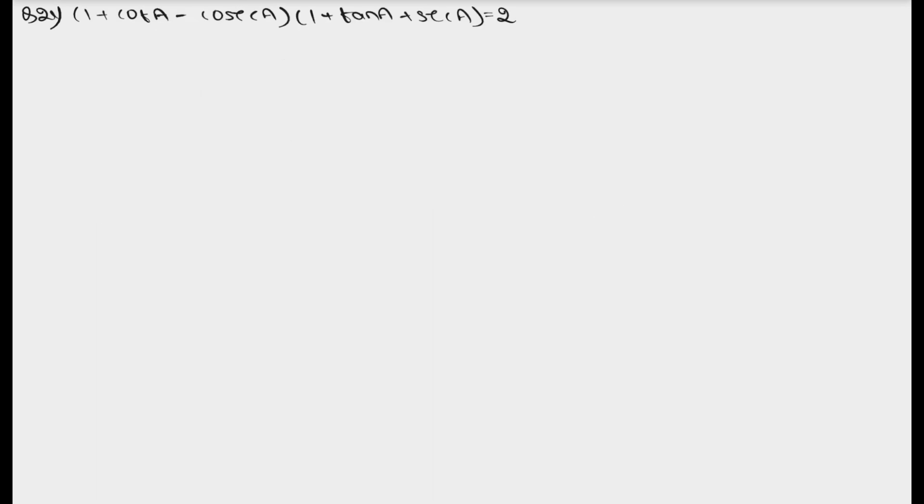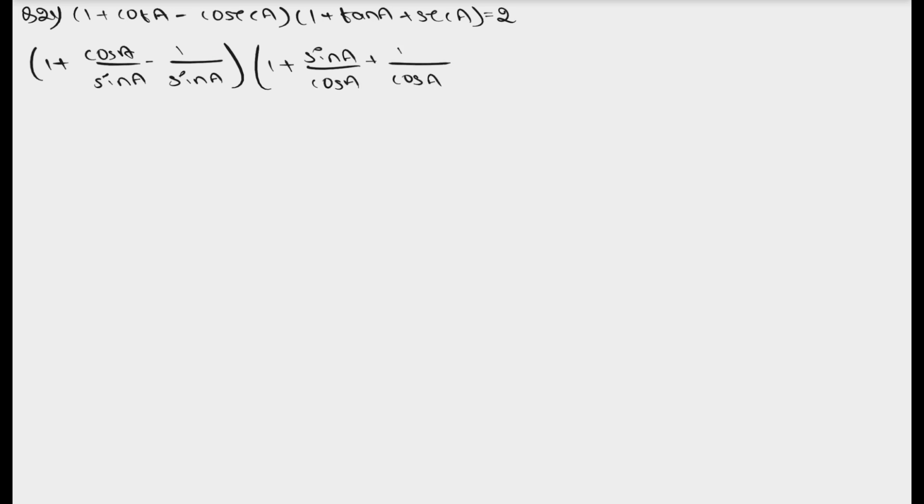Next, question number 21 we have. Let's convert this in the form of sine and cos factors. We'll get cot can be written as cos by sine, whereas cosecant can be written as 1 by sine, that is inverse of sine. Next term, tan can be written as sine by cos, whereas secant can be written as inverse of cos. Let's take the LCM of these two terms separately, and here the LCM will be sine and here LCM will be cos.